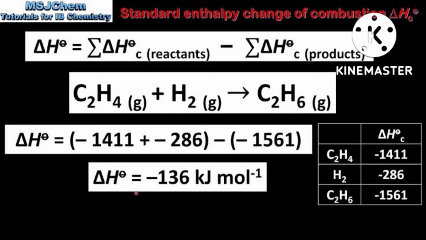Its symbol is delta H, that is the common one. Here for combustion we use a small c. Delta, with a small c written down, and H. Upside the H, just like in a circle, you write a small line. That is the standard enthalpy of combustion symbol.